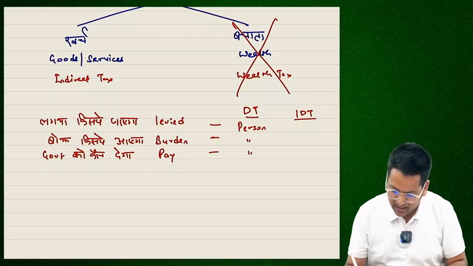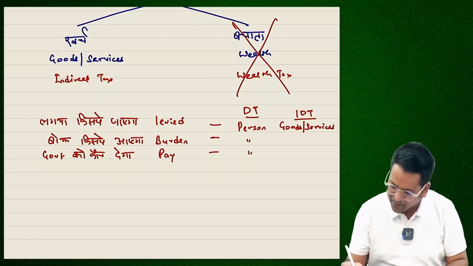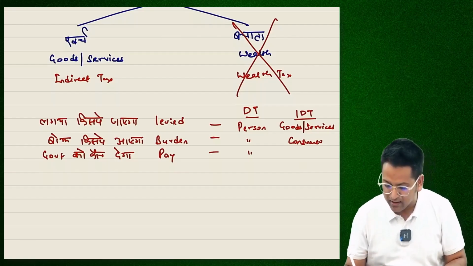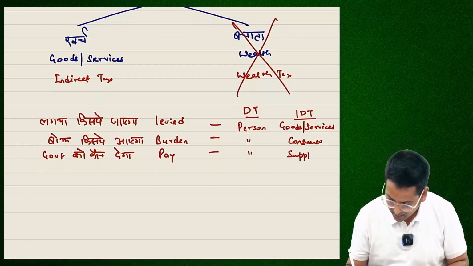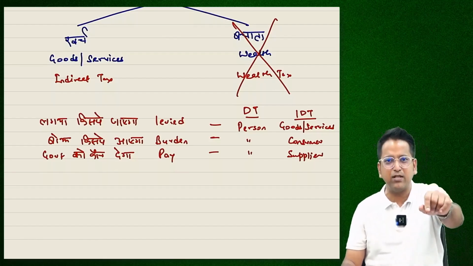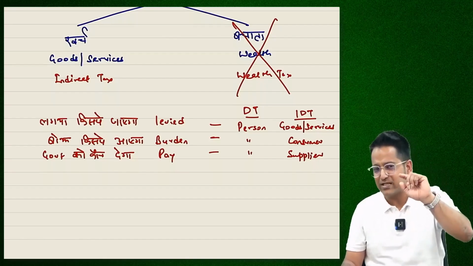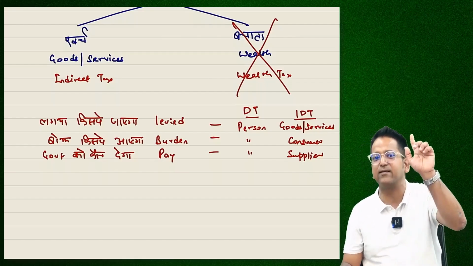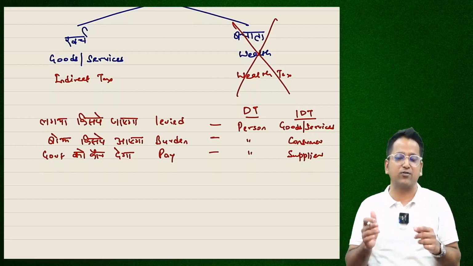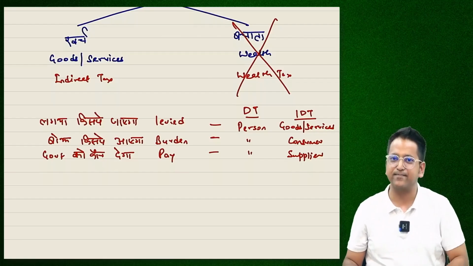Okay, now. Indirect taxes will be levied on what? Goods and services. Who will bear the burden? Consumer. Who will pay the government? Supplier. Is the supplier paying from their pocket? No, it's the consumer who is bearing the burden of the taxes and hence he is paying. But the consumer is paying the supplier, who is paying the government. Now if you know these three pointers separately, then you understand the difference between direct tax and indirect tax.